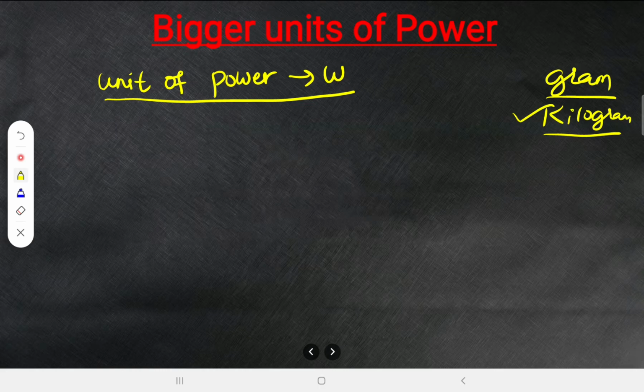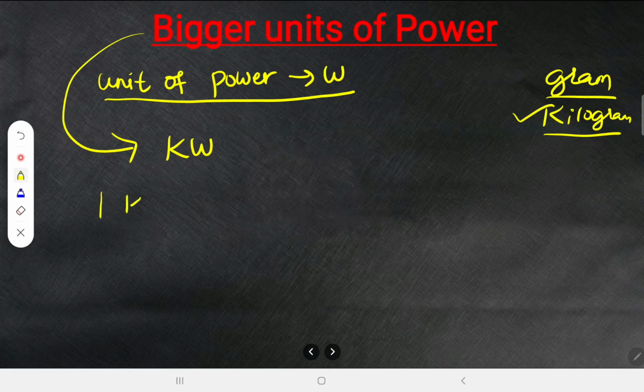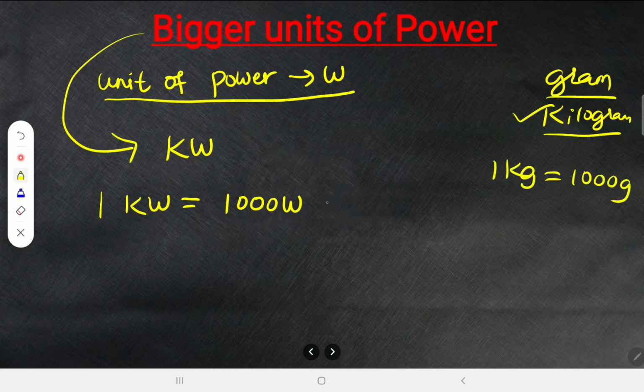Like that, bigger unit of power, we have something called kilowatt. What is this? A kilowatt, kW, kilowatt, same thing. All right. So 1 kilowatt means 1000 watt. That's it. 1 kg means how many grams? 1 kg means 1000 grams. No, kilo means 1000. 10 to the power 3 it is. 10 to the power 3 watt.